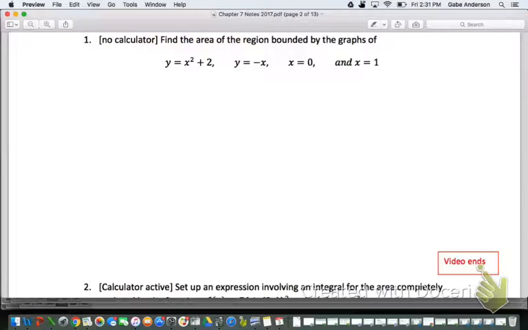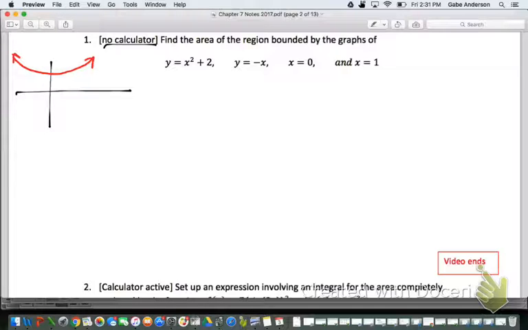Okay, so for this example, it's going to be no calculator, and we're going to be finding the area of the region bounded by all those graphs. And so the first thing we're going to attempt to do is to graph those graphs. So it's going to look something like this. Y equals x squared plus 2 is a parabola shifted up 2. And represent it with about something like that.